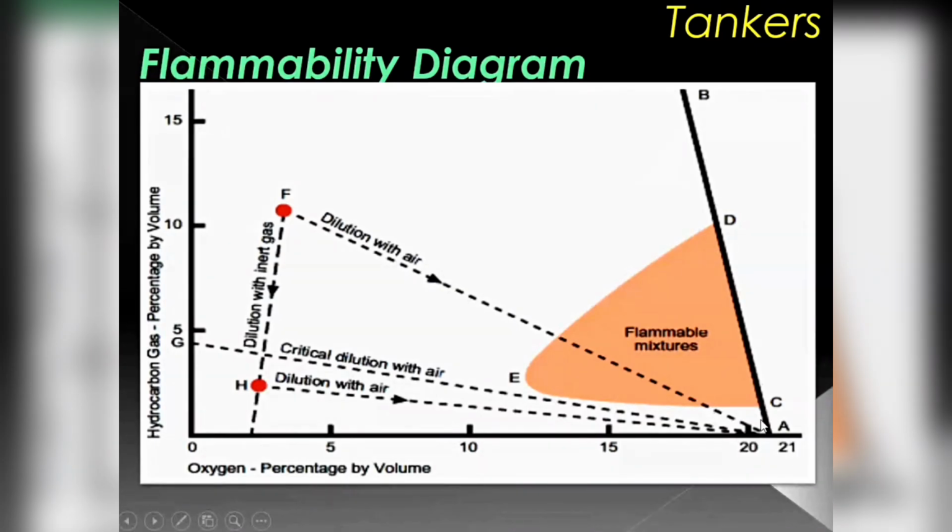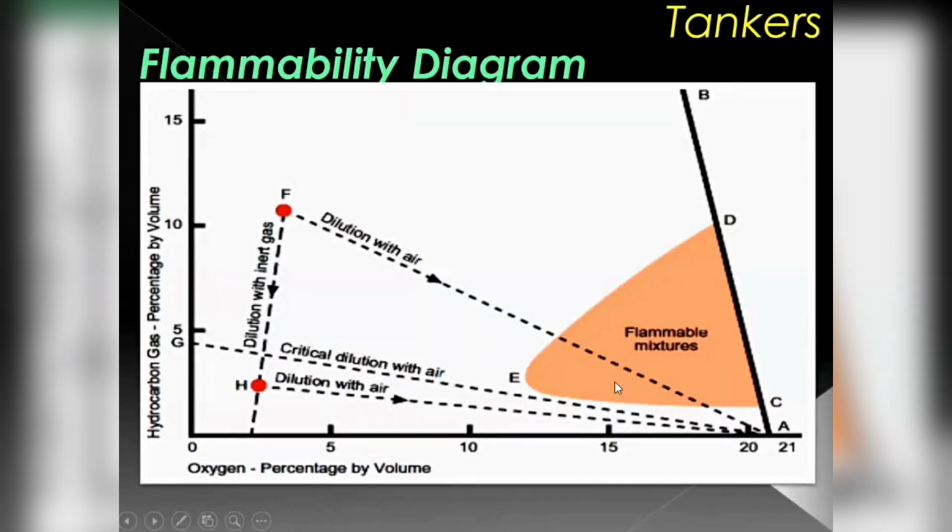At point A, there is no hydrocarbon and the tank is full of air. As I introduce hydrocarbon, the concentration of oxygen reduces since the volume is the same, and that's why this line AB is bent. On the left side of this, D is your upper flammable limit and C is your lower flammable limit. This is the flammable mixture.